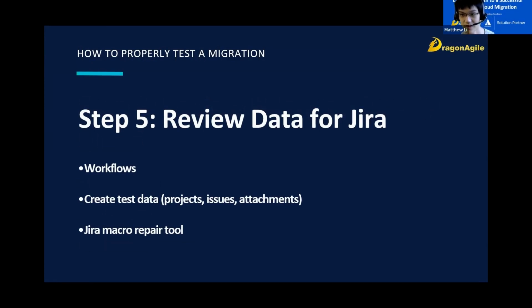You should also try using the product and create test data, such as projects, issues, and uploading attachments. If you had migrated both Jira and Confluence, there's a tool called the Jira Macro Repair Tool, which will properly map the Jira Issues macro to the correct application link.